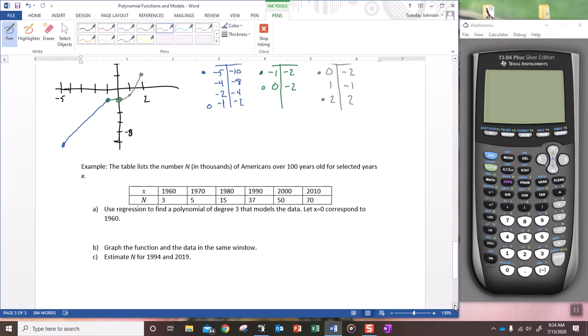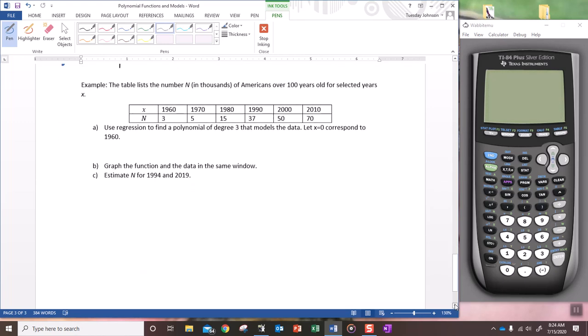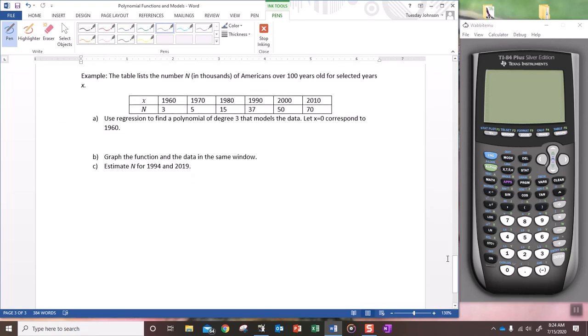All right, let's do an application problem. This is going to be the last example. The table lists the number n in thousands of Americans over 100 years old for selected years x. We want to use regression to find a polynomial of degree 3 that models the data. We're going to let x equals 0 correspond to 1960.